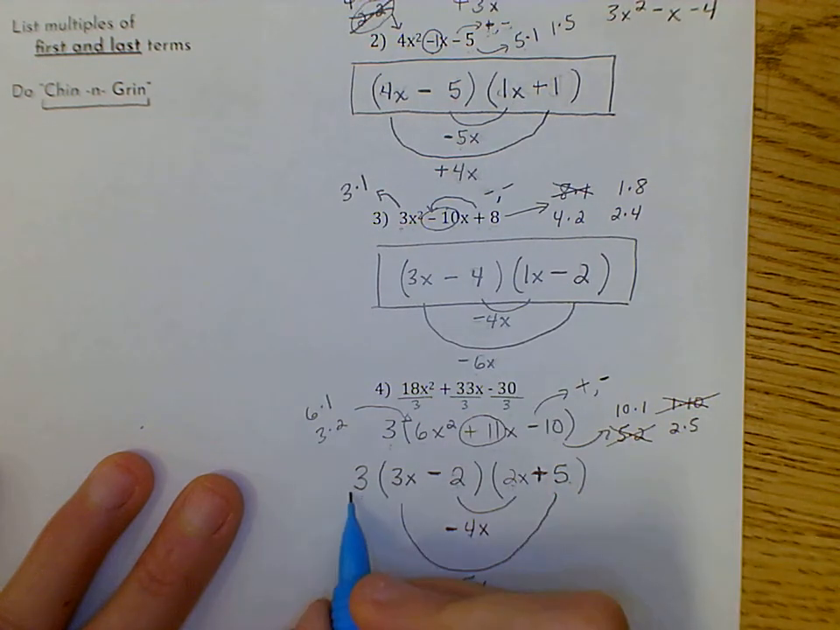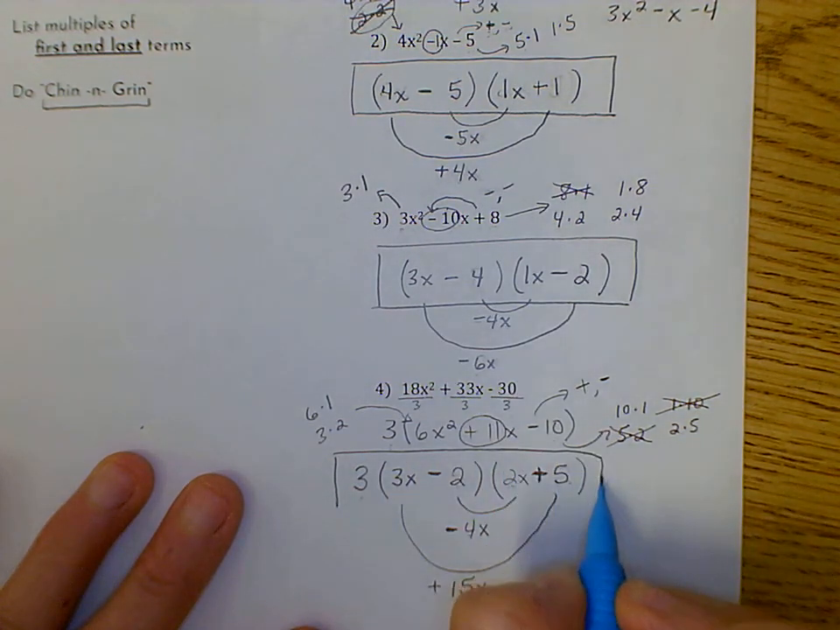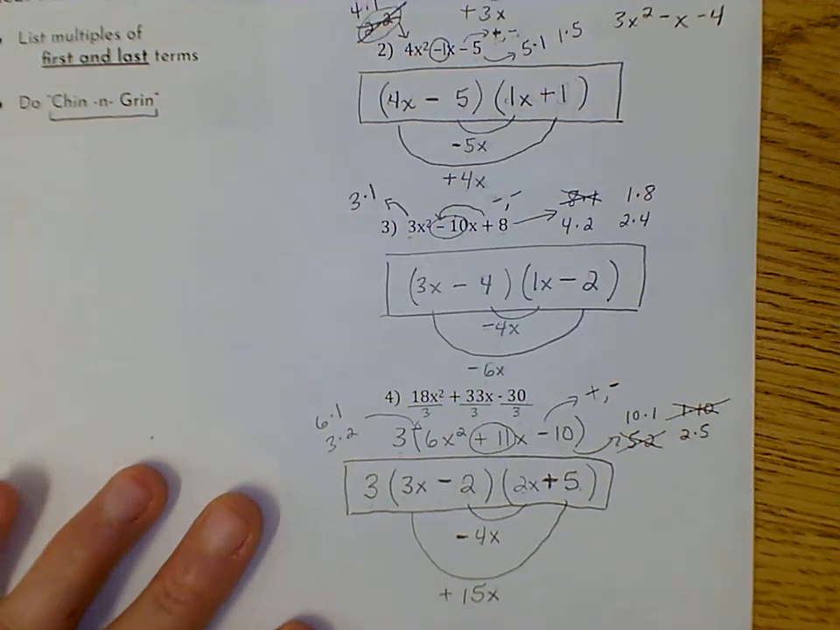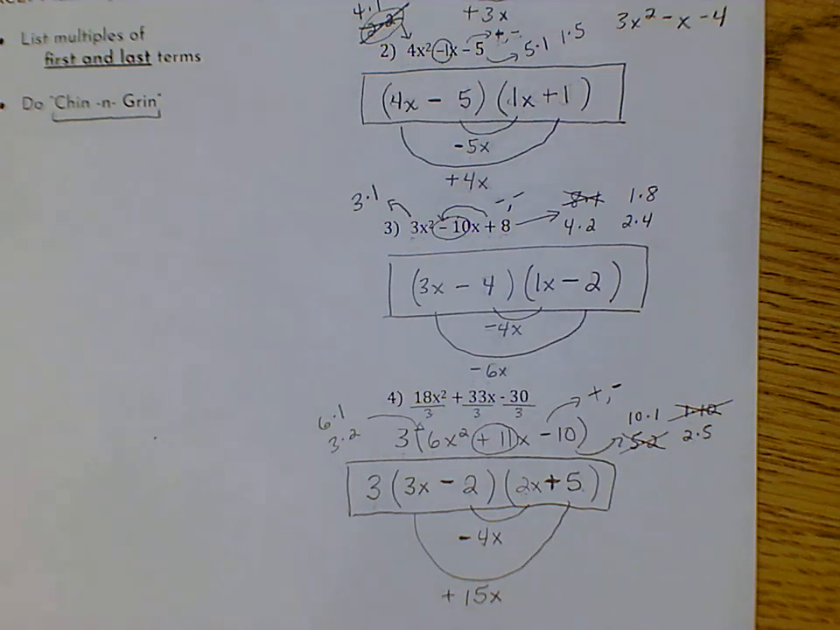And then remember that 3 just hangs out in front, so all of this together would be the factored form of that. Okay, and then don't forget, you can multiply it out.